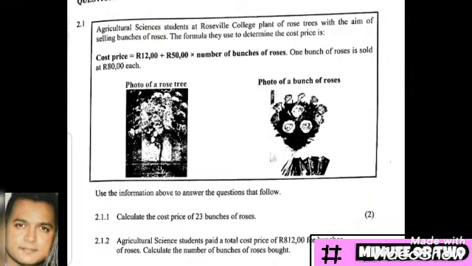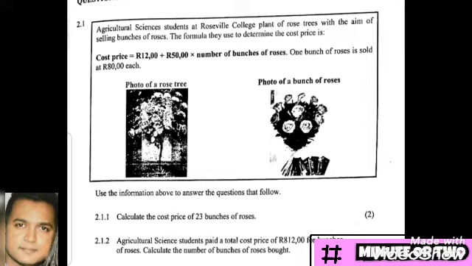Question 2, we are presented with a box and information given to us in that box. Agricultural sciences students at Roseville College plant rose trees with the aim of selling bunches of roses. The formula they use to determine the cost price is equal to 12 Rand plus 50 Rand times number of bunches of roses. One bunch of rose is sold at 80 Rand each.